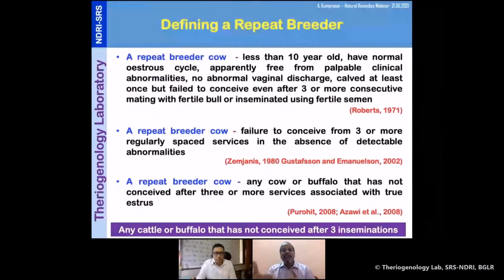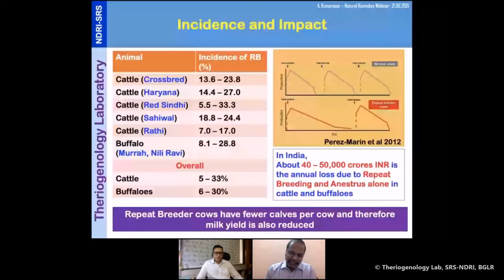So what we are going to speak about hereafter considers the layman's terminology of repeat breeding. Forget about all these things. We say the animal is inseminated 3 times and has not conceived. So how can this animal be made to conceive? That's what we are going to speak about. Having said this, we first have to understand the impact. Whatever incidences I am quoting are based on the 3rd or 4th definition, not the first definition.